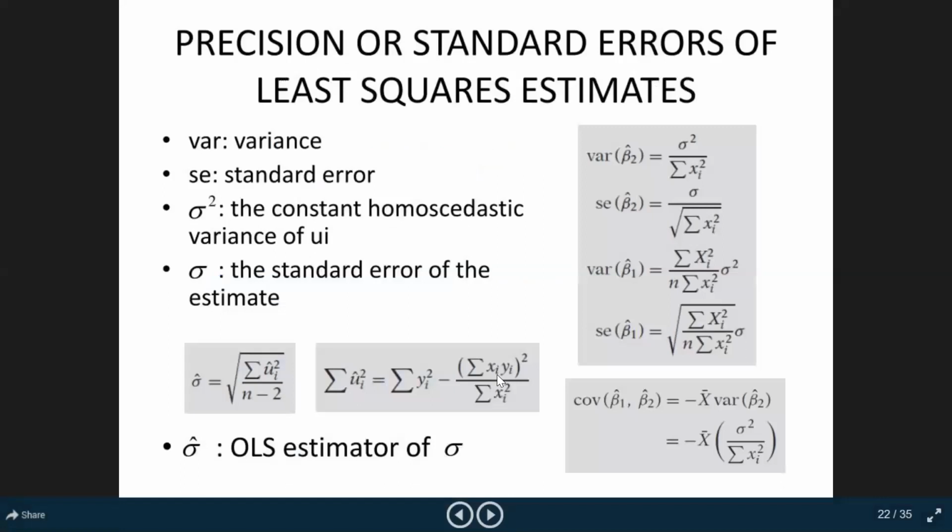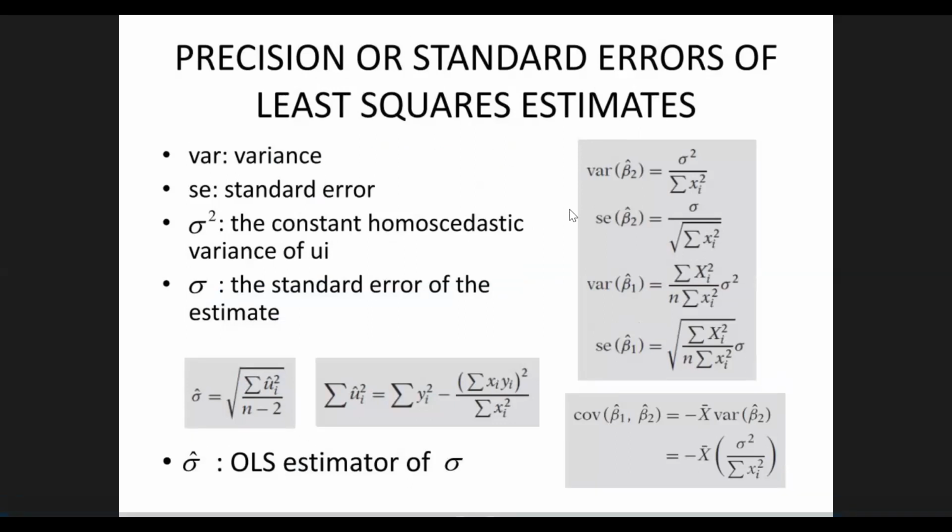Okay. Now here are some mathematical formulas. VAR stands for the variance, SE for standard error. Sigma square is the constant homoscedastic variance of ui. Sigma is the standard error of estimate. So sigma hat is equal to the square root of summation ui hat square divided by n minus 2. Summation ui hat square is equal to summation yi square minus summation xi yi whole square divided by summation xi square. And remember that these are small xi and small yi. So these are in deviation form.